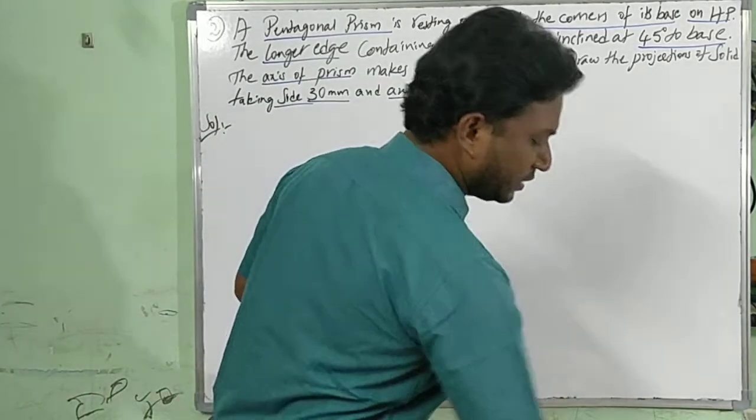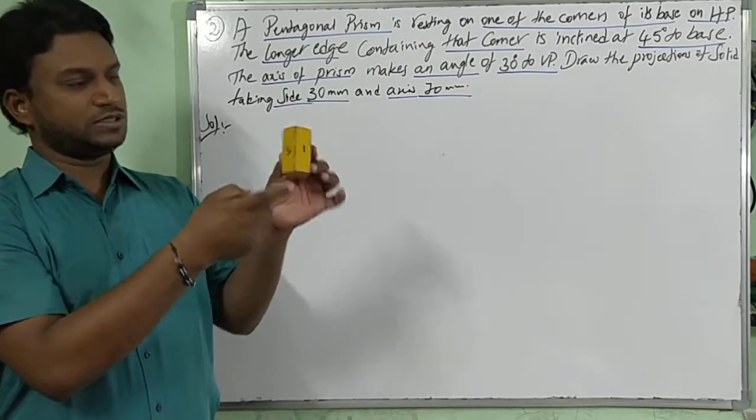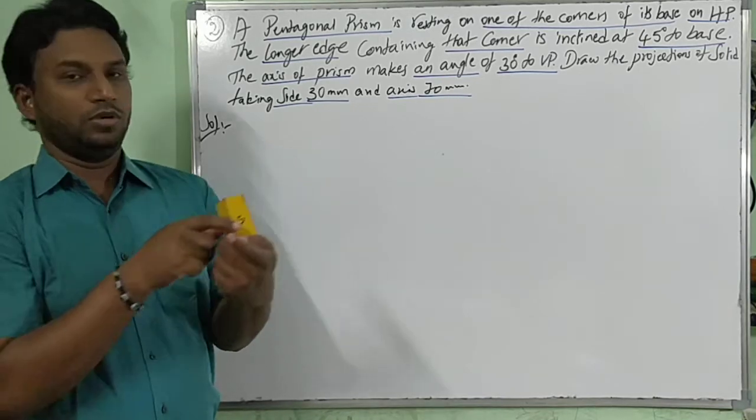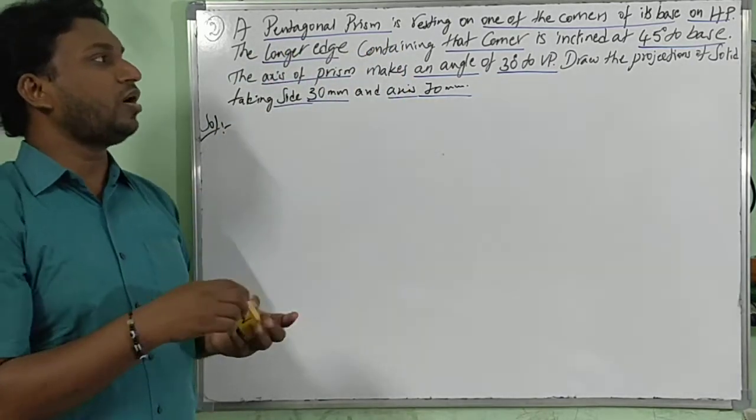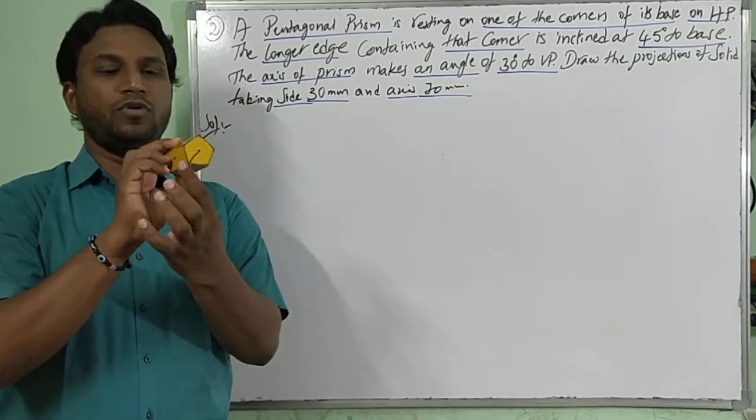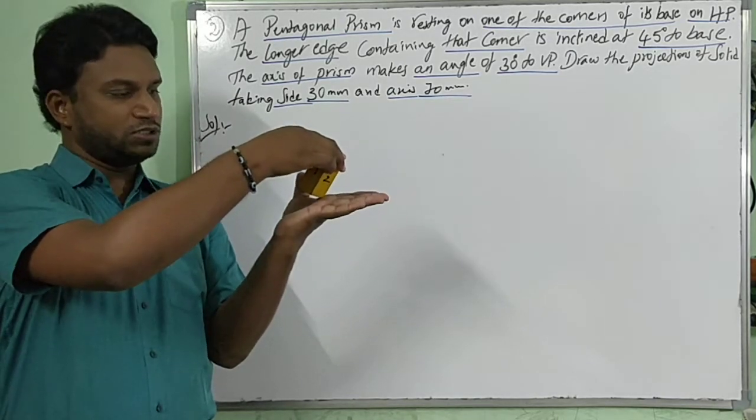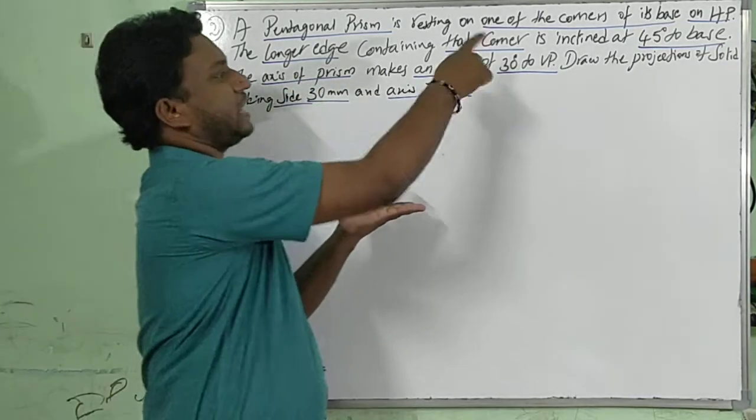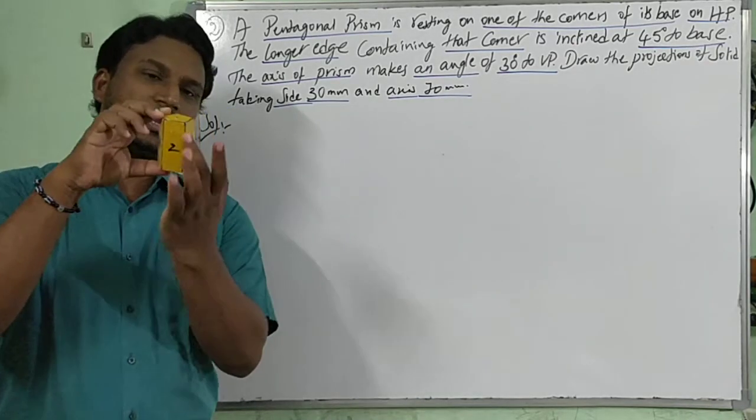See, let's consider the object, a pentagonal prism. The base is a pentagon shape, top base, bottom base, with rectangular faces 1, 2, 3, 4, 5. Now coming to the position, it is resting on one of the corners of its base on HP. How many corners does it have? 1, 2, 3, 4, 5. One of the corners is on HP. You can see one corner is on HP. Now, the longer edge containing that corner is inclined at 45 degrees. See that corner, this corner, the longer edge is this one.